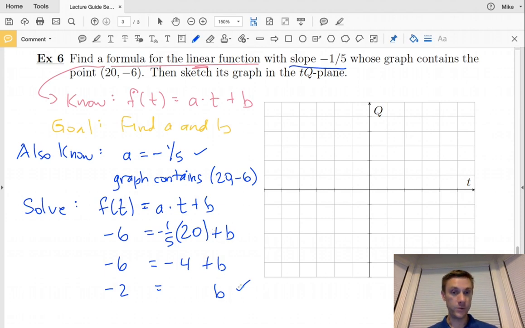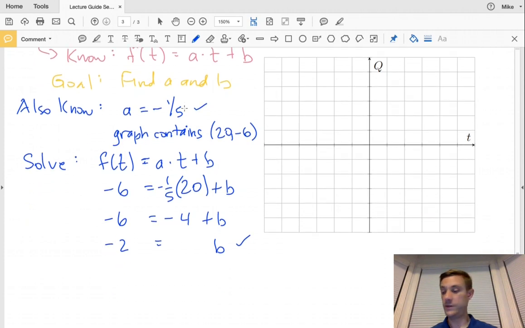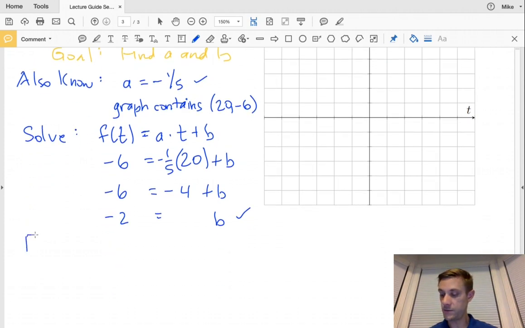But remember, let's go back to our actual goal. So we found the values of a and b, but the original question said find a formula for this linear function. So before we're all done, we've done all the hard work. Now it's just the victory lap, basically. So in the very end, we're going to finally write the actual formula for this.